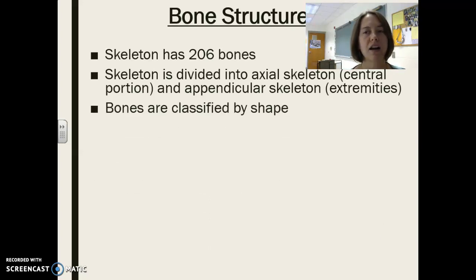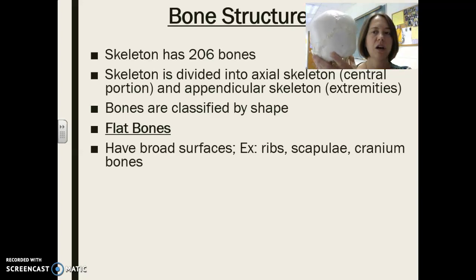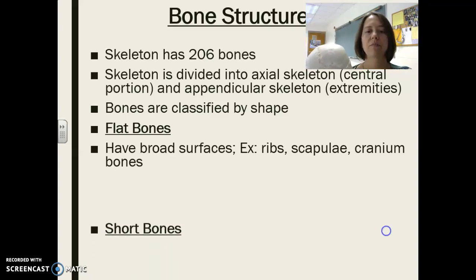Bones are classified by shape. There are flat bones, which have broad surfaces, like your ribs, scapulae, and cranium bones. And here is an example of a flat bone. If you see, these are quite flat. If we could break this cranium apart, we would see that the bones, even though they're curved, are very thin, and that's why we call them flat bones.